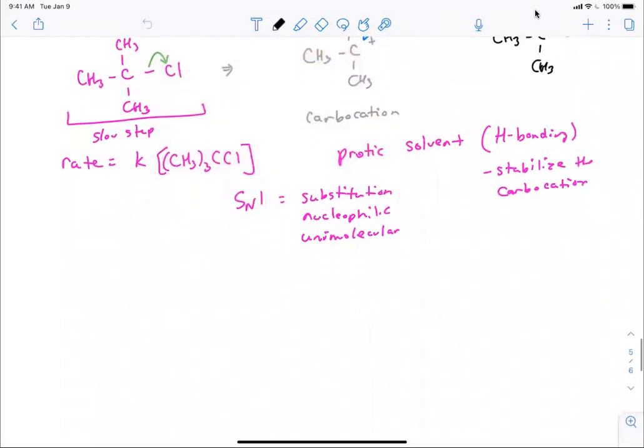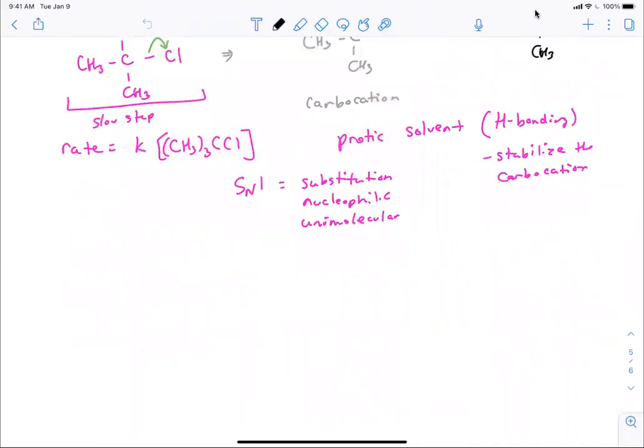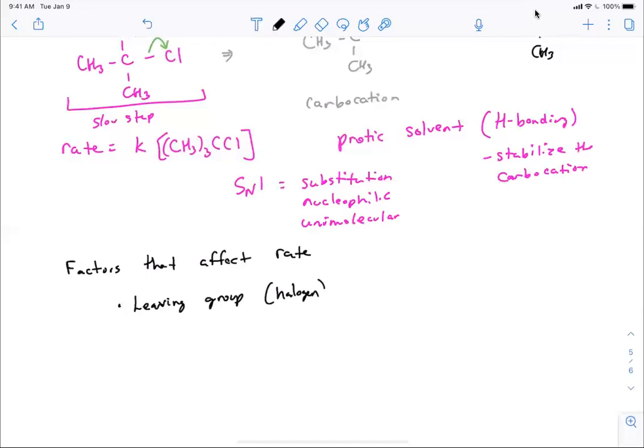Oh, yeah. Last thing for high level, and we're actually going to call it a day. So, factors that affect rate. There are three major factors that affect rate. Actually, there's really mainly two. The leaving group, which is the halogen. Iodine leaves faster than bromine, leaves faster than chlorine, leaves faster than fluorine because of the weaker bond.